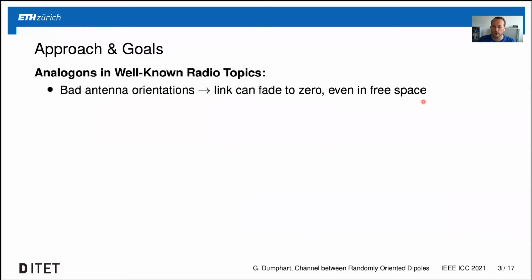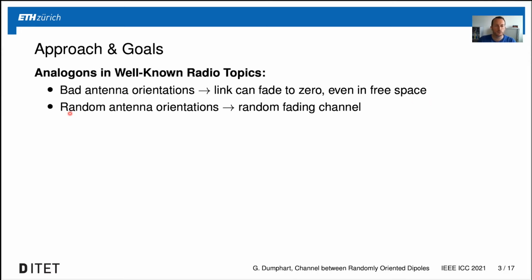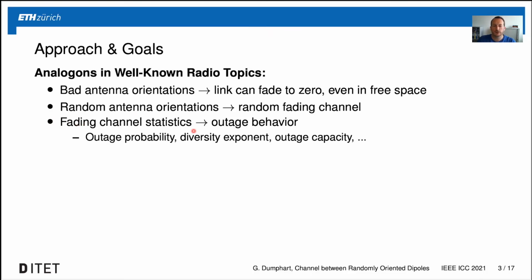This can happen even in free space when you have just a line of sight path, when you hit the zero of an antenna pattern, or when the receiver orientation is orthogonal to the direction of the impinging field, and random antenna orientations cause a random fading channel. There are various radio papers on that, and the fading channel statistics determine the outage behavior. So, for example, the outage probability, diversity exponent, outage capacity, the typical things that are studied in a master course in wireless communications for Rayleigh fading and for Rice fading.